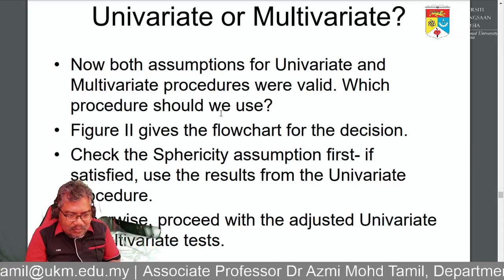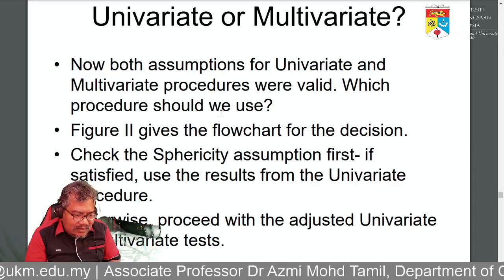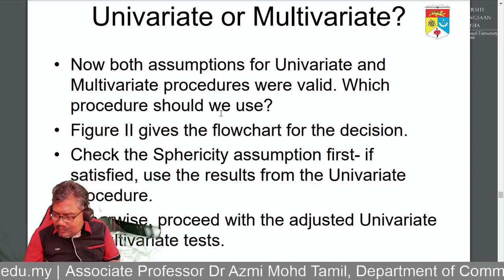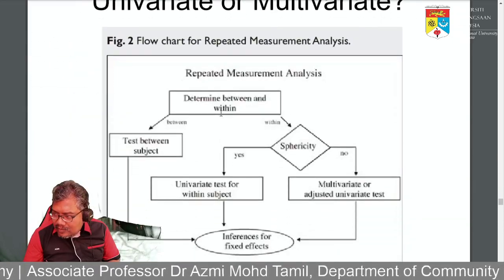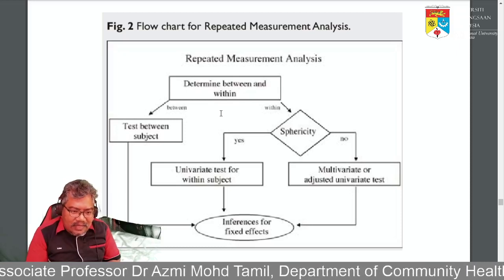Otherwise, proceed with the multivariate one. If multivariate is not valid, then you go back to the adjusted univariate. Okay. So this is the table given by Wai Chan.